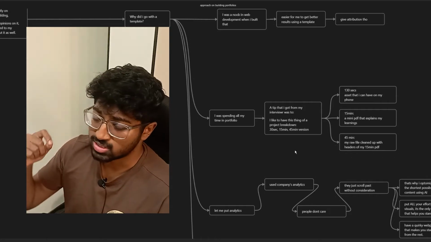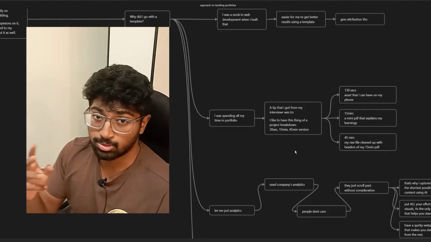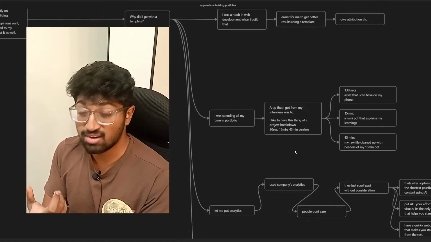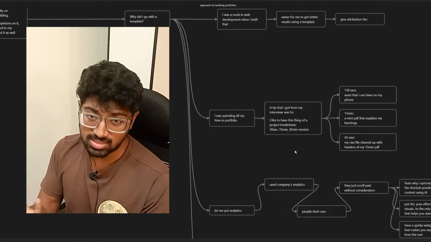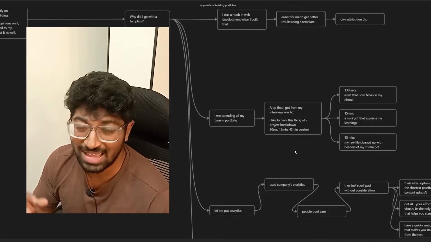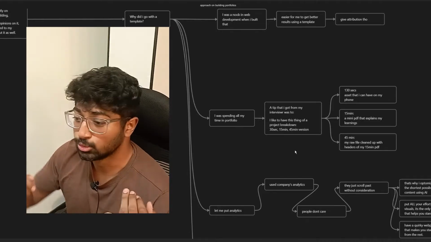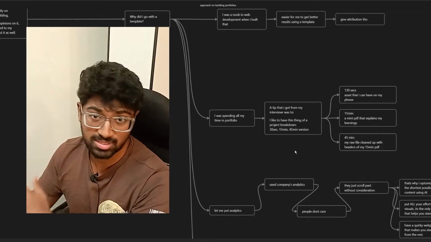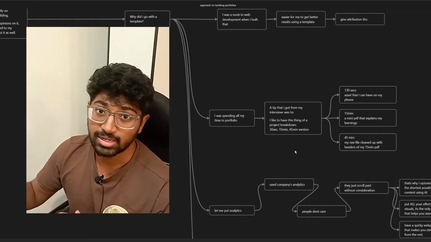gave me this feedback, which is to have three versions of the same project: a 30-second version, a 15-minute version, and a 45-minute version. The 30-second version is kind of what you guys call an elevator pitch. It's where you have a very limited time. It's when you're in an elevator and you have to tell the person next to you about your project, right?